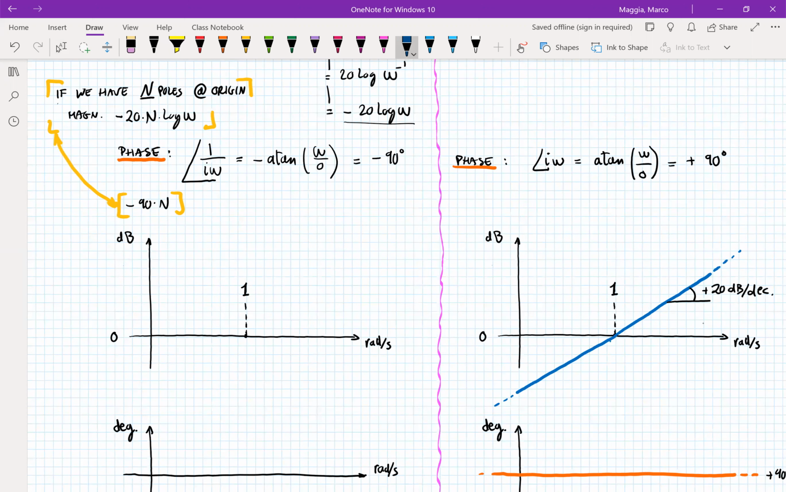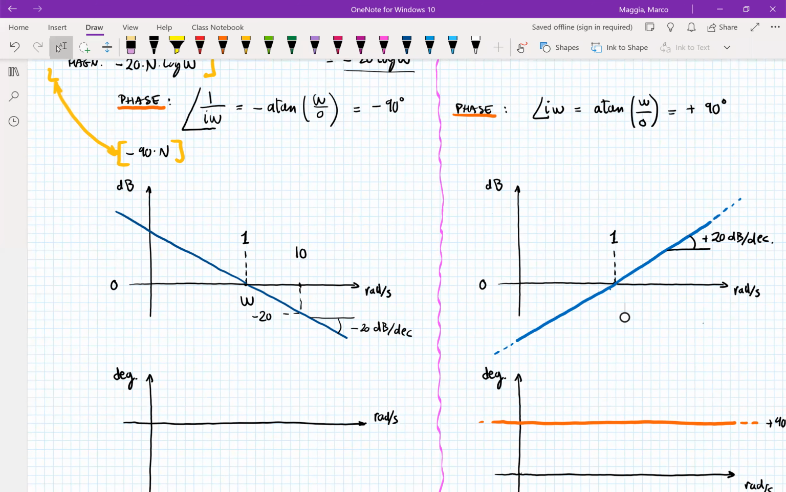And if we want to draw the magnitude plot, then as predicted, this is just a constant line that passes through 0 when omega is equal to 1, and the slope of such line is minus 20 decibels per decade. So if at 1 we are at 0, it means that at 10 we are at minus 20 decibels, and so on and so forth.